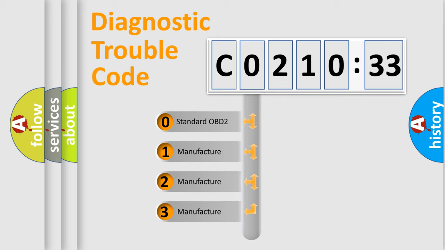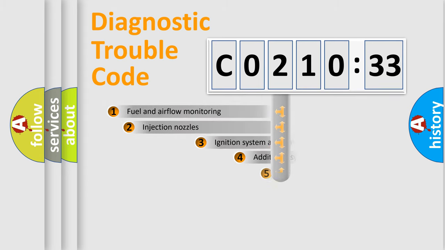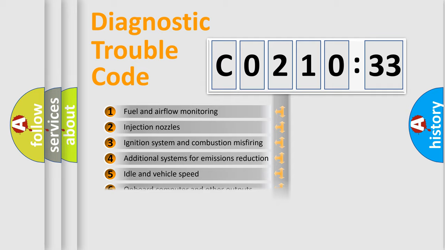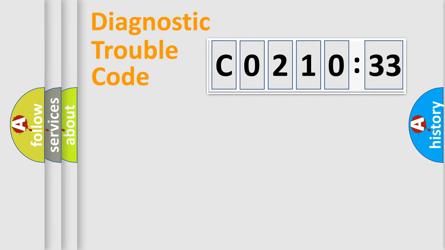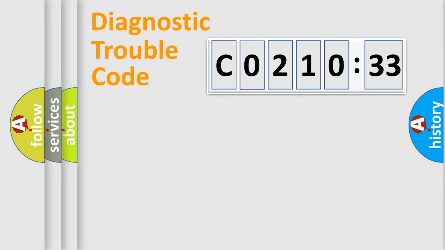This distribution is defined in the first character of the code. If the second character is expressed as zero, it is a standardized error. In the case of numbers 1, 2, 3, it is a manufacturer-specific error. The third character specifies a subset of errors. The distribution shown is valid only for the standardized DTC code.